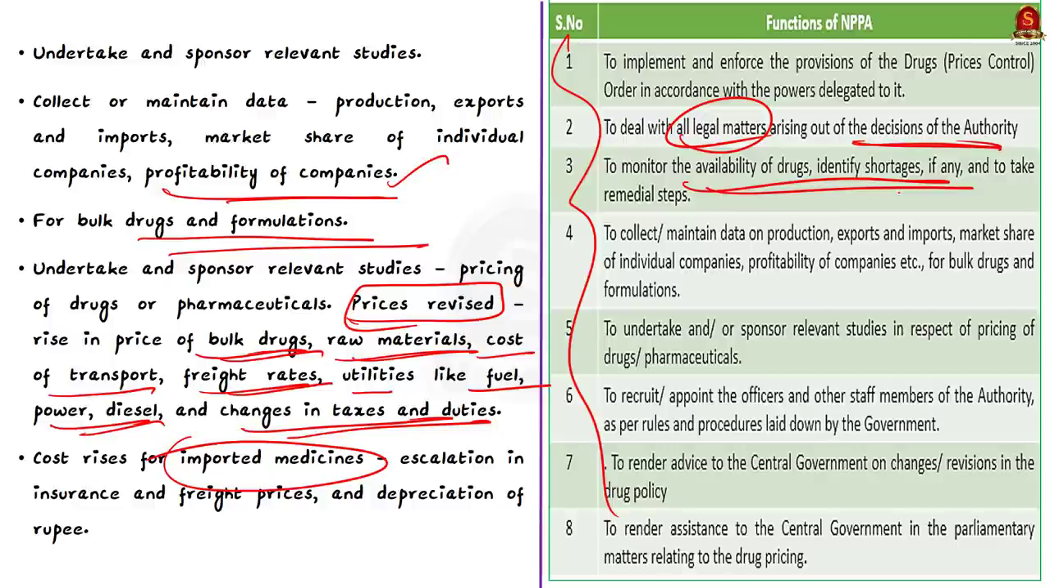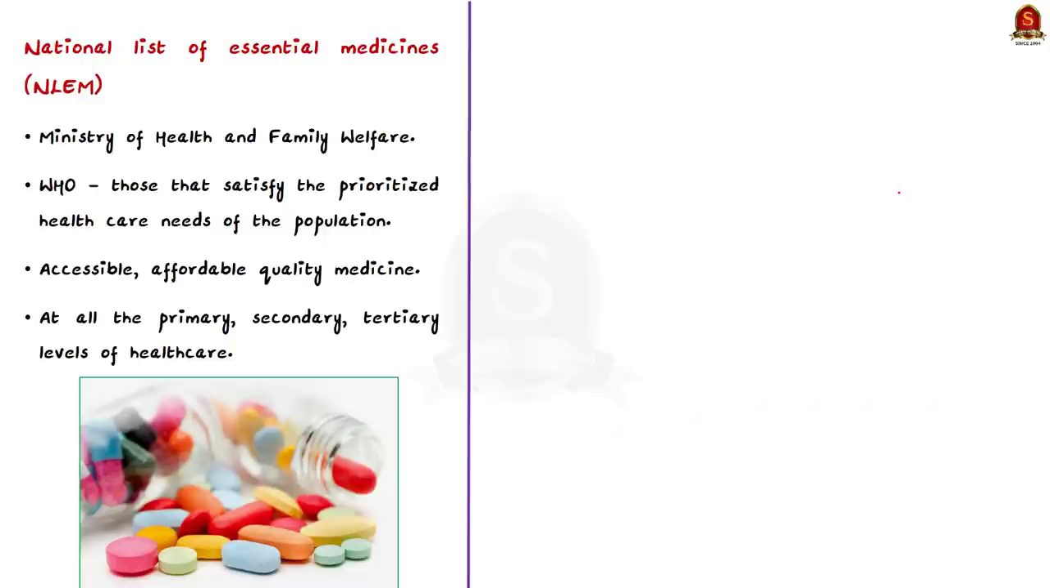So now let's see about the National List of Essential Medicines. See, the National List of Essential Medicine is a list of medicines prepared by the Ministry of Health and Family Welfare, which are considered essential in India. Okay, so it is one of the key instruments in the healthcare delivery system of our country.